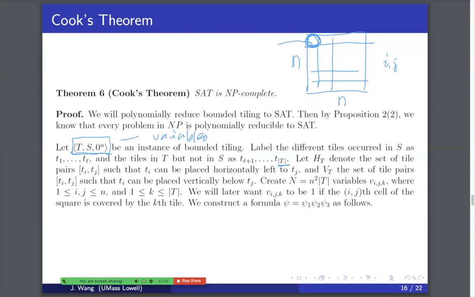So we're going to have a variable V_ijk, meaning that on cell ij, I have the kth tile in it. This variable is set to 1 if and only if the kth tile is placed on cell ij. Okay, so that's what this means.